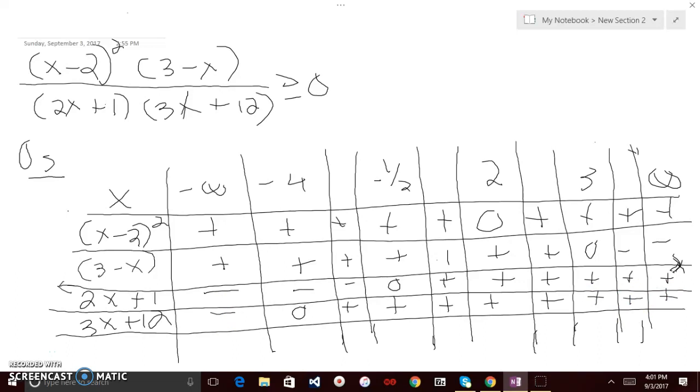So now you just multiply across. Positive times positive, that's positive. Negative times negative, that's positive. So positive times positive, that's positive. This is a 0, but because this 0 is in the denominator, it makes it undefined. So you put an x right here because the 0 is in the denominator. So positive, positive, that's positive. Negative times a positive, that's negative.